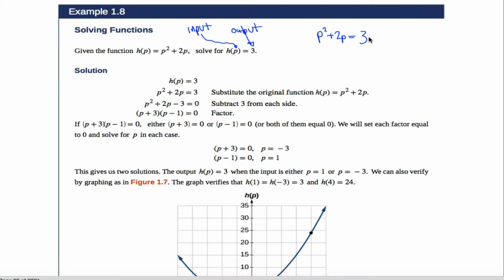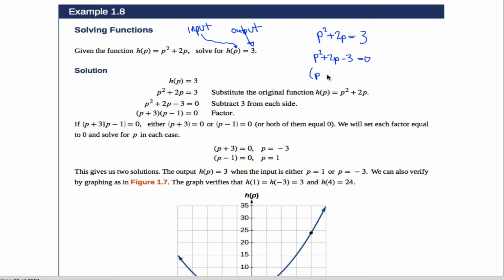It only helps to factor if you have something set equal to 0. So the first thing I'm going to do is subtract 3 from both sides of the equation. Note that I could have factored out a p here to rewrite the left-hand side as p times p plus 2 equals 3. But it doesn't help to have something times something equals 3. It only helps to have something times something equals 0. And I'll touch on that a bit more when I get there. So the first thing you want to do is subtract 3 from both sides. That gets you here. Then you want to factor the left-hand side.